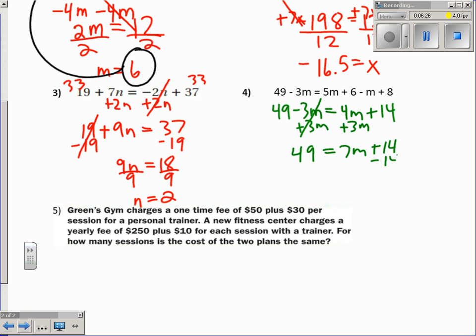I'm going to subtract 14 from each side. That leaves me with 35 equals 7m. Divide each side by 7, and I'm left with 5 equals m. If you were to plug that back into the equation, that would work. So 5 does equal m.